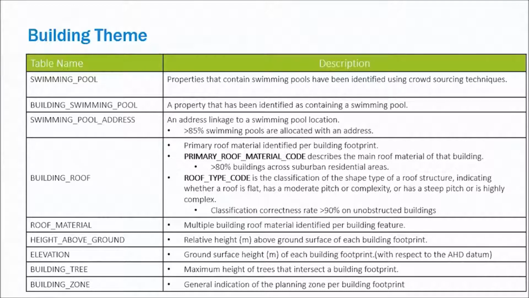The building tree table identifies any trees intersecting a building footprint. The heights are determined by the maximum intersecting digital surface model elevation of each tree pixel. The building zone table provides a general indication of the planning zone per building footprint. I have to advise that the zoning attribute in this table is only a general indication and should not be treated as an authoritative source. All these tables can be joined to create your own tailored data set specific to your needs.